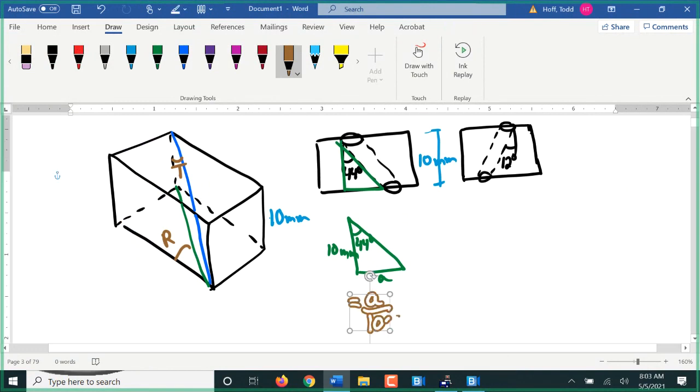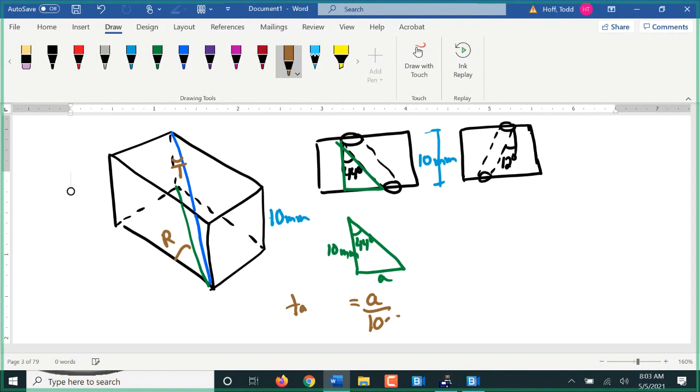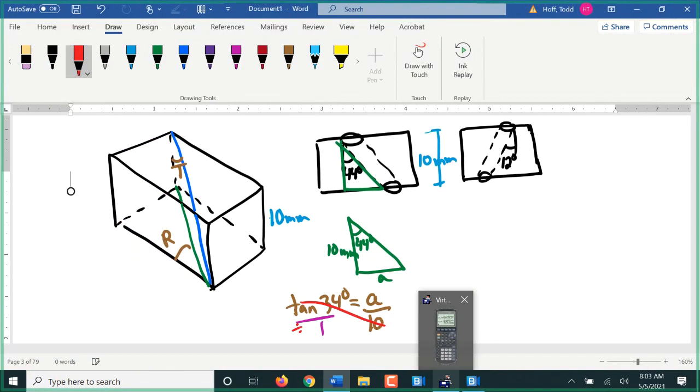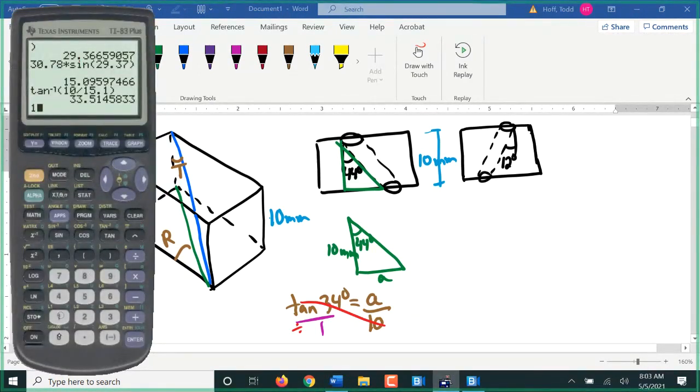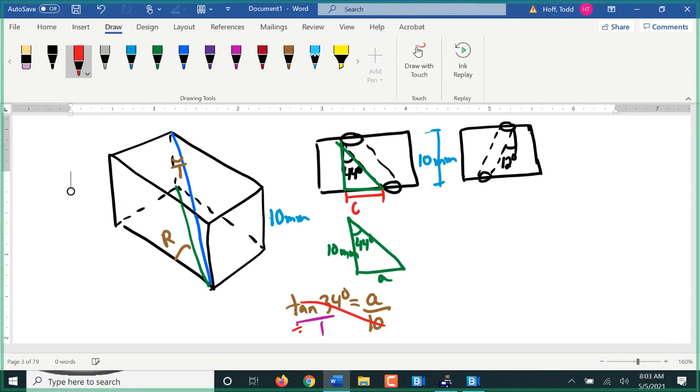Tangent. Tangent of our 34 degrees over 10. But over 1, so we can cross multiply and divide. 10 times the tangent of 34 divided by 1, of course, is 6.75. Distance. That's this side over here.